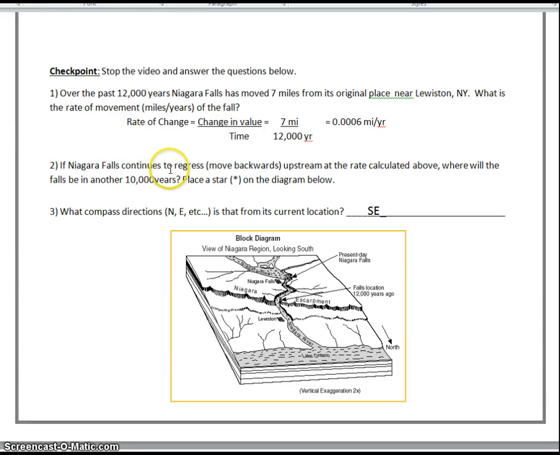If Niagara Falls was to continue to go backwards or regress upstream, where would it be in another 10,000 years? So hopefully you put your star in this general location, because here's the current location, and in 10,000 years it's probably going to be back in here. What compass direction is that? Some of you may have put northwest, and if you did, it's because you were thinking that this part of the diagram was north. If you actually look over here, you can see north is actually pointing to the bottom of this picture. And so this ends up being the southeast direction. So hopefully that didn't get you.